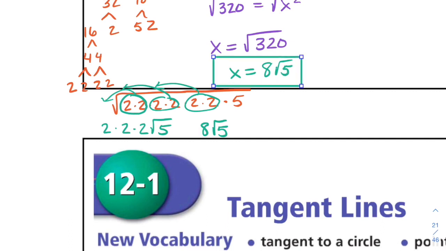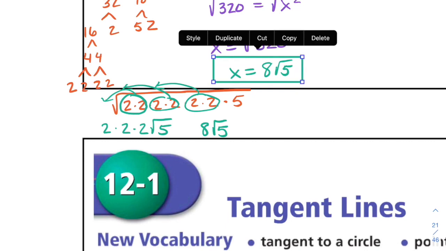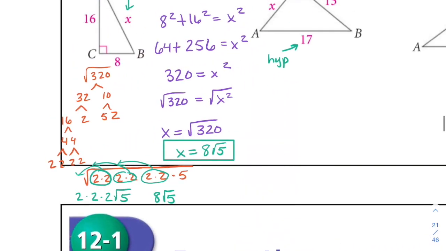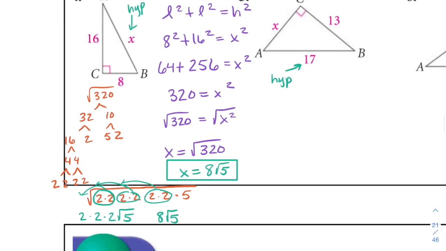All right. I'm going to check my work real quick in the calculator. I'm going to get an approximate value for each one and see if they're equivalent approximate values. So the square root of 320 is about 17.8885. 8 square roots of 5 is about the same exact thing. So I think I simplified that one right.